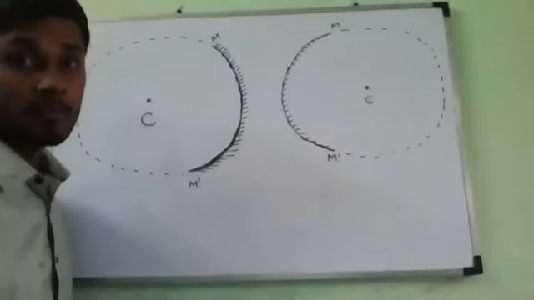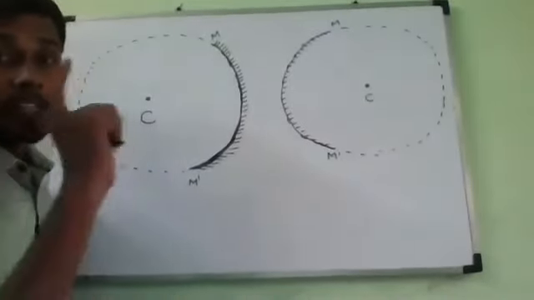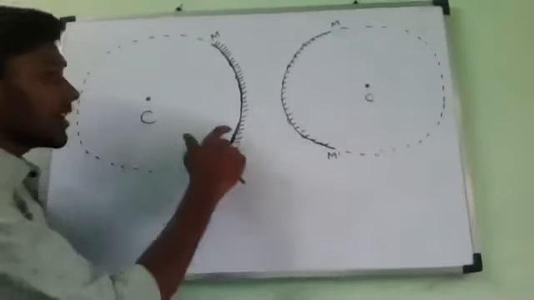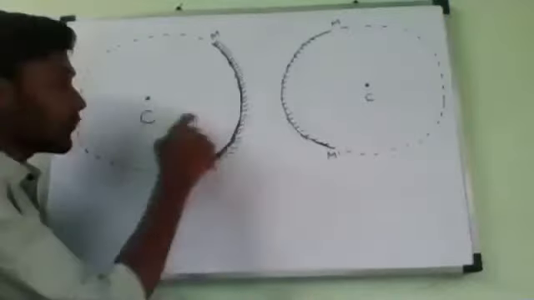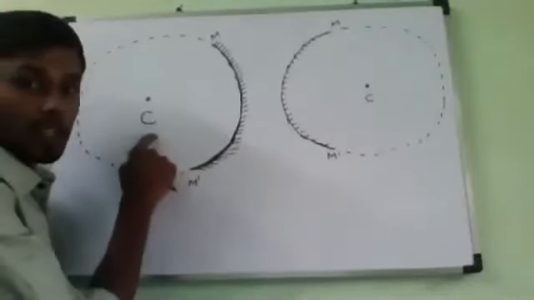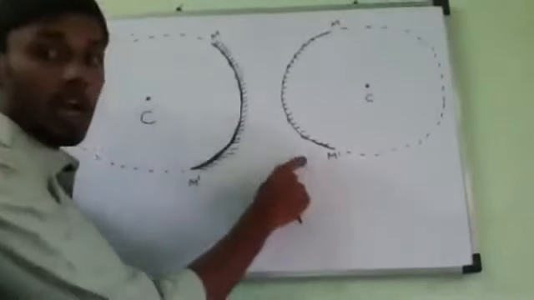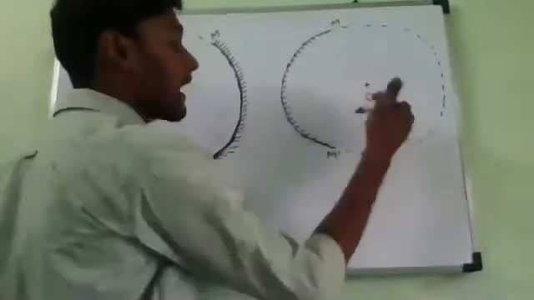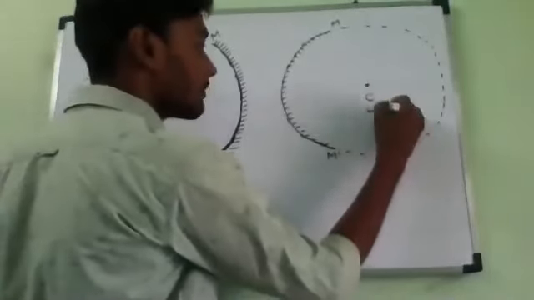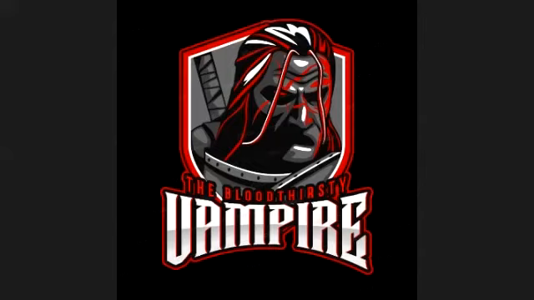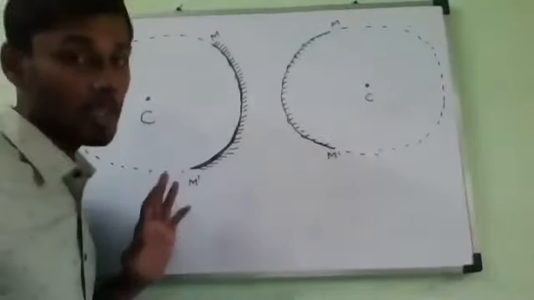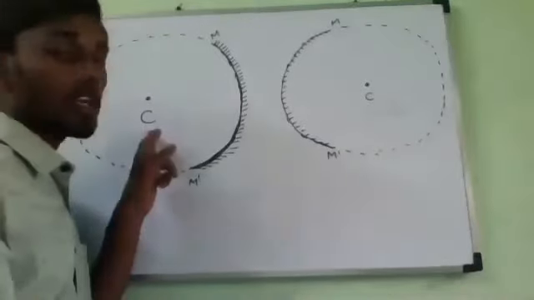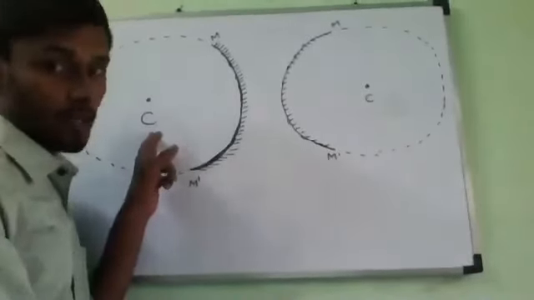Understand? That is most important. The center of curvature of a concave mirror is in front of it, but the center of curvature of a convex mirror is behind it. This is in front and this is behind. So this C is called what? Center of curvature. It is called the center of curvature.